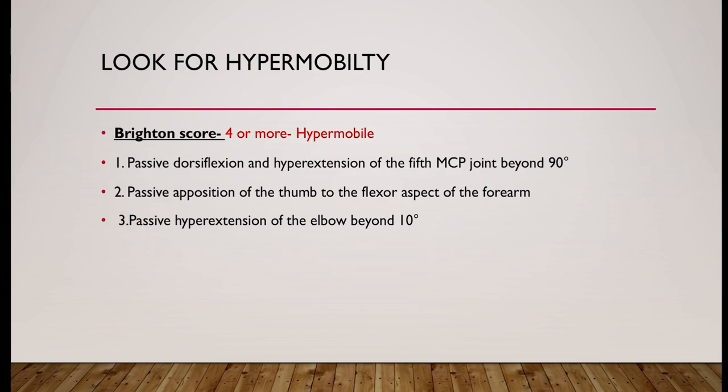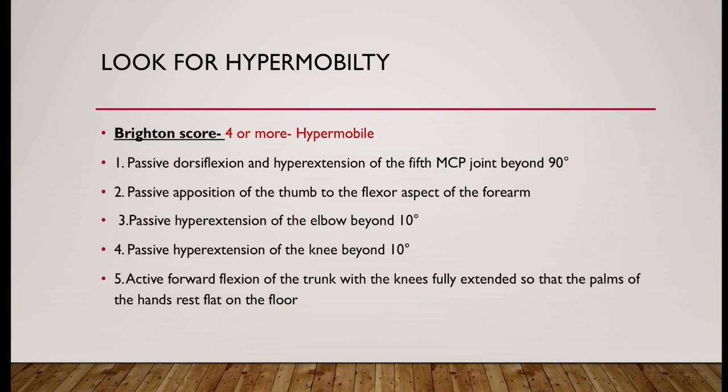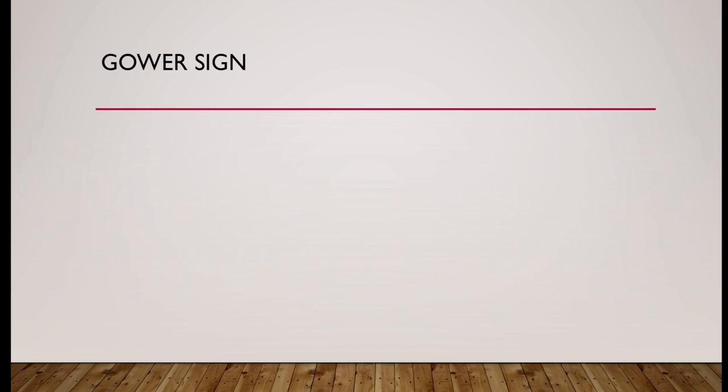Passive hyperextension of elbow beyond 10 degrees gives 1 point each side. Passive hyperextension of the knee beyond 10 degrees gives 1 point each side. Active forward flexion of trunk with the knees fully extended so that the palms of hands rest flat on the floor gives 1 point. Total 9 points.